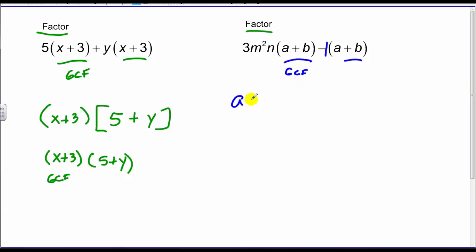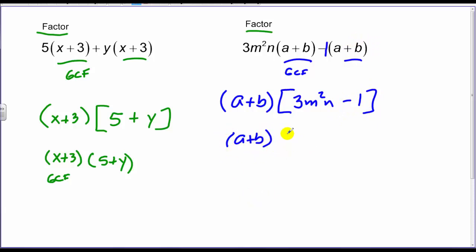So if I factor out that GCF of a plus b, and then say, well, a plus b times what is 3m squared n times a plus b? This is 3m squared n. And then I ask, a plus b times what is negative 1 times a plus b? Well, that's just negative 1. And I'm done. So that's a plus b times 3m squared n minus 1. And there's my factoring of that term.